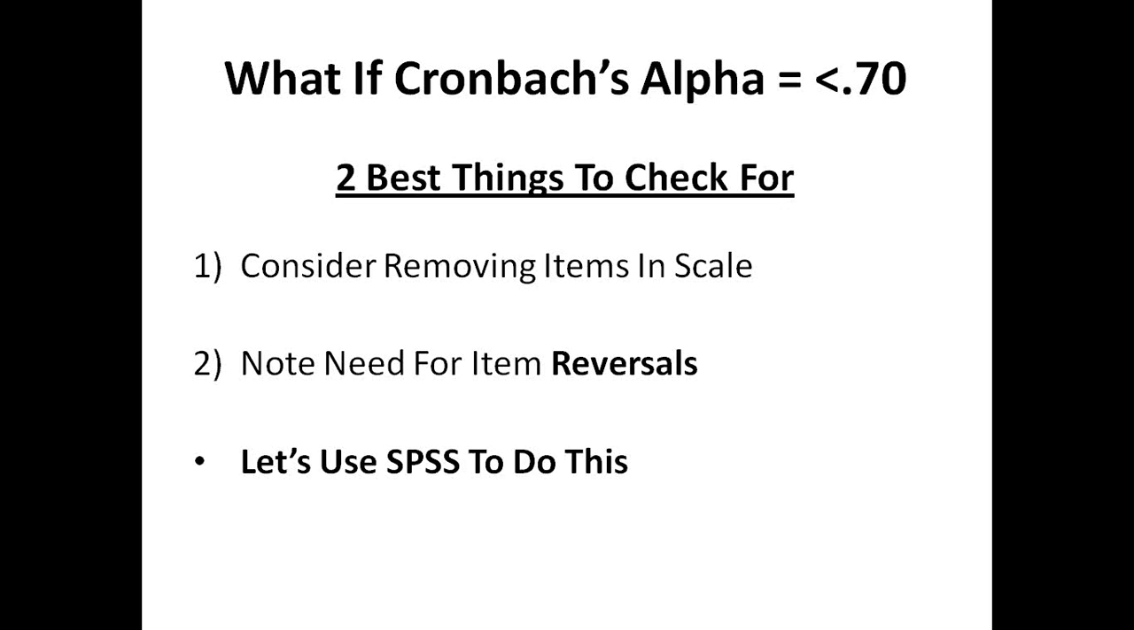Then you want to look at and you want to see is there a need to reverse some items? Because for a good Cronbach's alpha, all the items have to be going in the right direction. So if we want to measure happiness, all the items, a higher score on all the items has to indicate a greater presence of happiness.